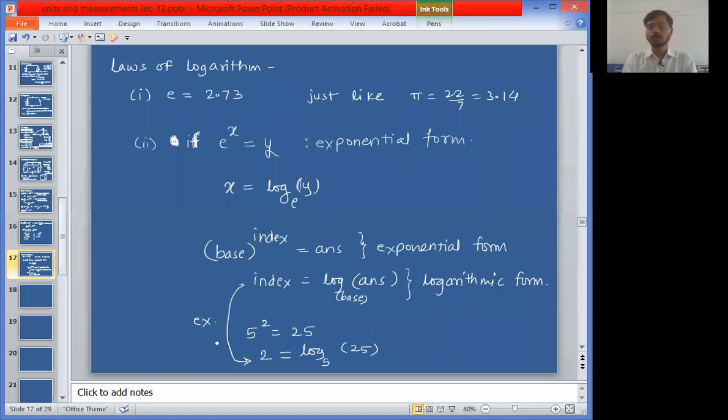Index is equal to log of answer to the base. Sorry, to the base असंच म्हणावं लागेल. Base काय पाहिजे? बेसला बेसच पाहिजे. So index is equal to log of answer to the base.